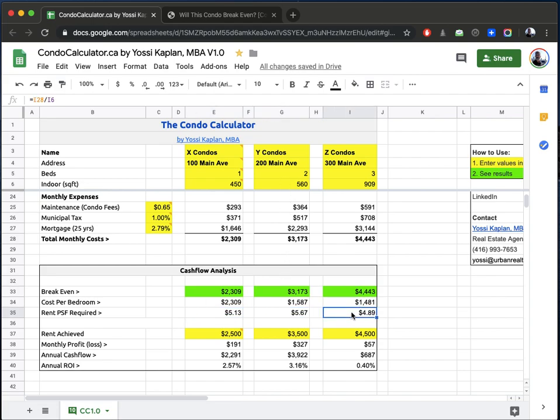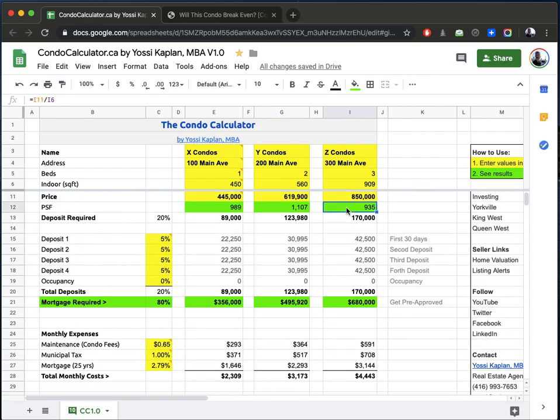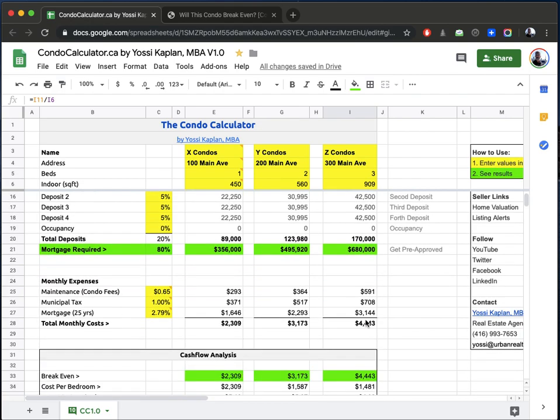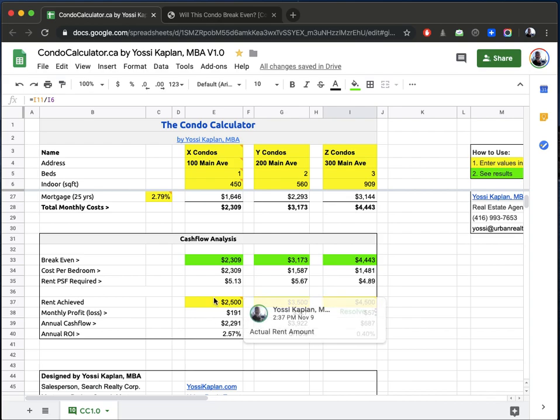And here, of course, the rent PSF is lower because I paid a lower dollar per foot on this condo. So you can start playing with these things and see what's going on. But you see the green here? 989, 1107, 935. So that is being reflected here. Okay, great. Now, the rent achieved, you can actually put how much rent you got from your tenant. So that's yellow. Yellow is enter. You can see here how to use enter value in yellow.